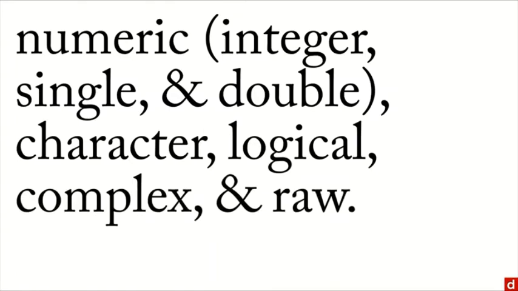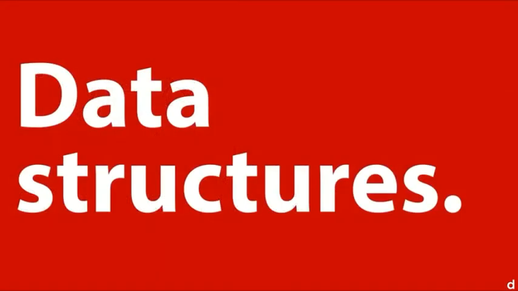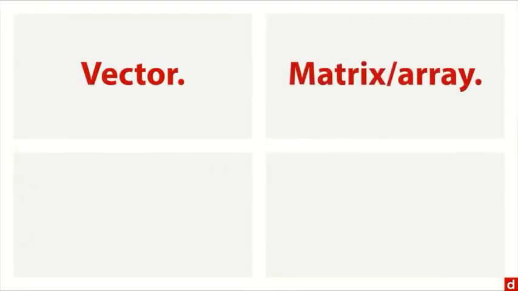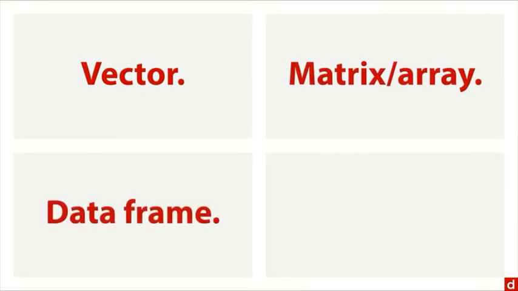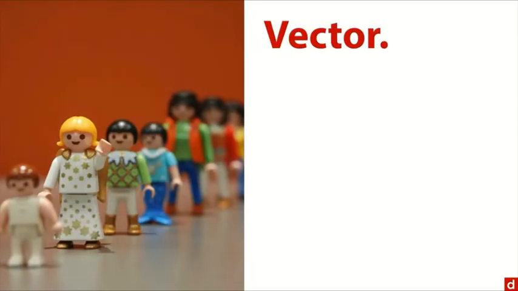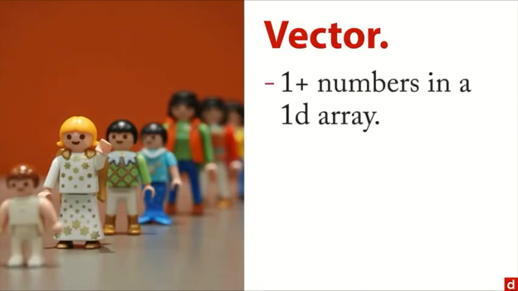But regardless of which kind that you have, you can arrange them into different data structures. The most common structures are vector, matrix or array, data frame, and list. We'll take a look at each of these. A vector is one or more numbers in a one-dimensional array. Imagine them all in a straight line. Now, what's interesting here is that in other situations, if it's a single number, it would be called a scalar. But in R, it's still a vector. It's just a vector of length 1.